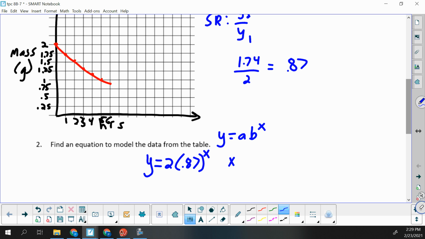And we need to make sure we tell what x and y represent with our equation. So x was our hours, y was our mass in grams.